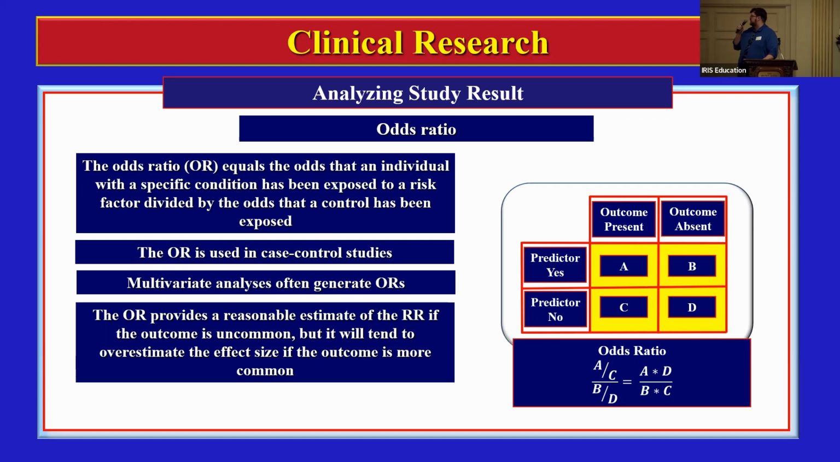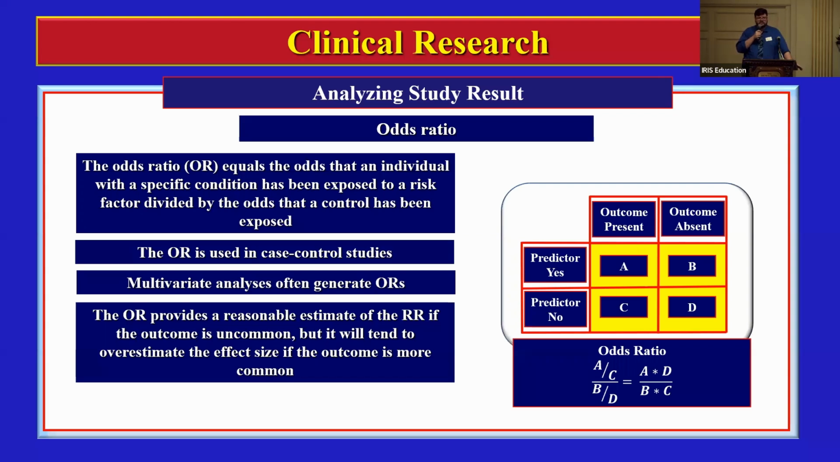So the quantity A divided by C would be the odds that the outcome group had experienced the exposure, and the quantity B divided by D would be the odds that those who didn't experience the outcome had experienced the exposure. So that simplifies down to just AD divided by BC. And so it's a very simple way to calculate from a 2x2 table.